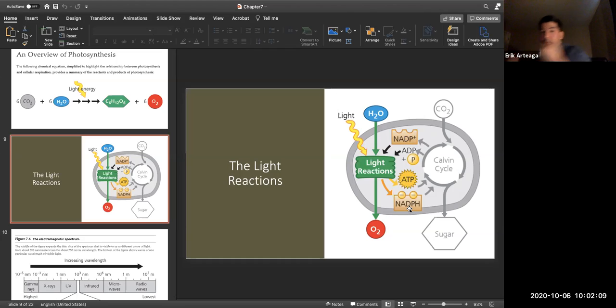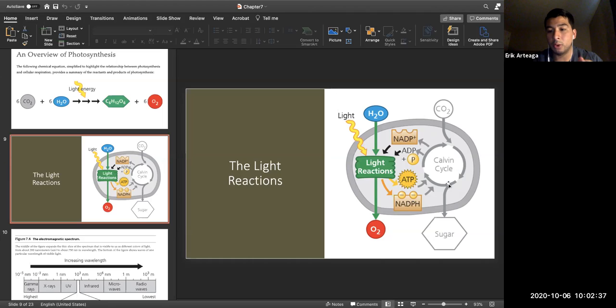So this is different than NADH, right? This is going to be reducing power. These electrons are used to build carbon molecules, okay? This molecule here is different than NADH, okay? Very different. Well, not very different, but different, okay? NADPH is used to build carbon molecules, okay?